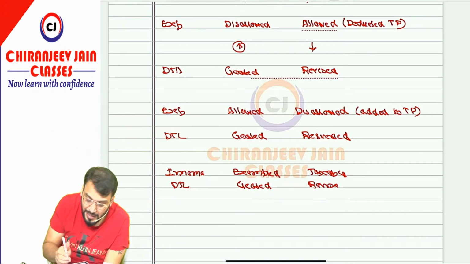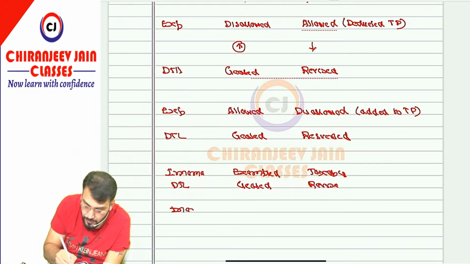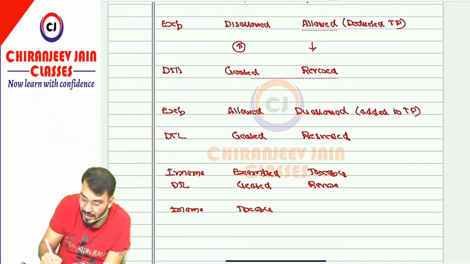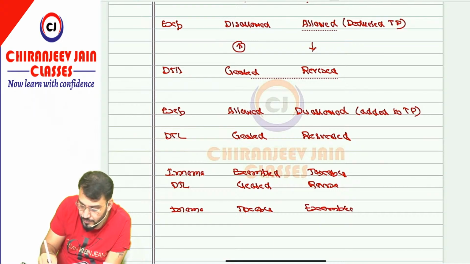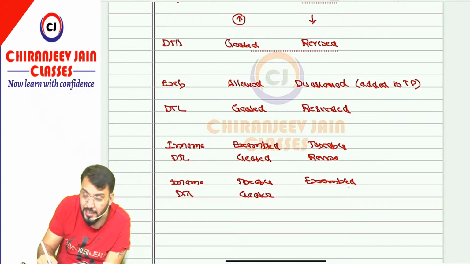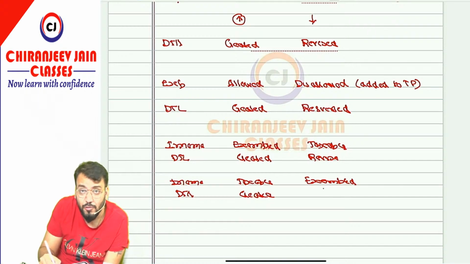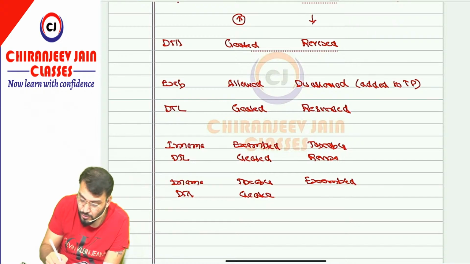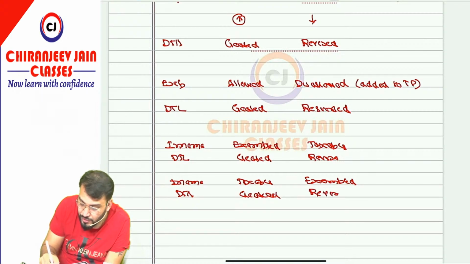Correct. Similarly, any income which is taxable in the current year but will be exempted, means will be disallowed, then we'll recognize DTA. DTA will be created right now because it will be deducted while calculating taxable profit of the future year. So DTA will be created, and at that point of time we'll reverse it.